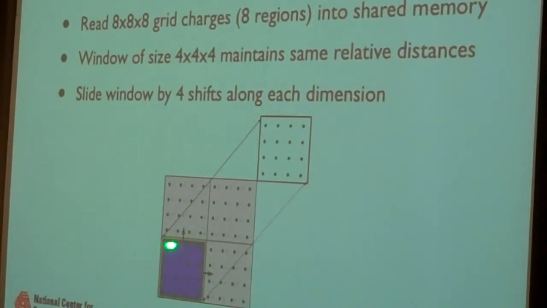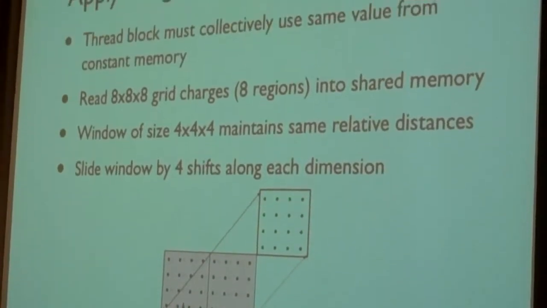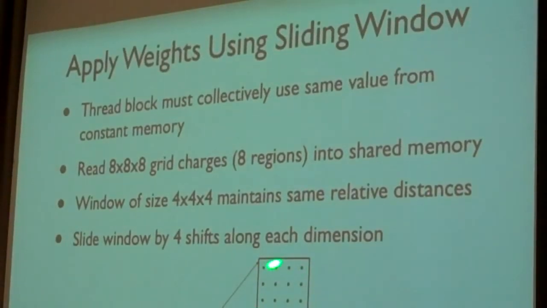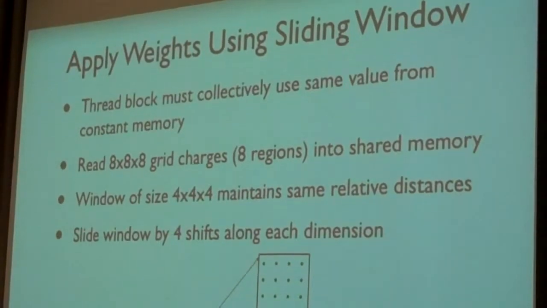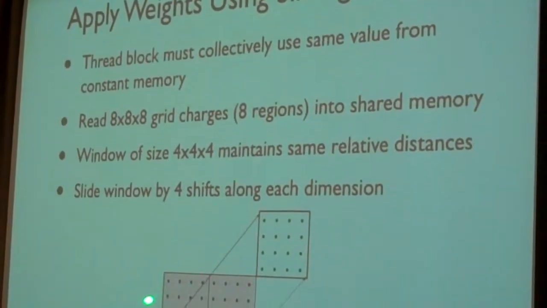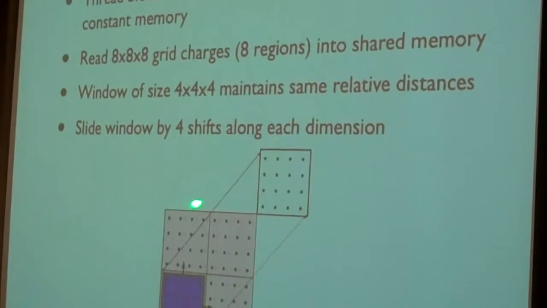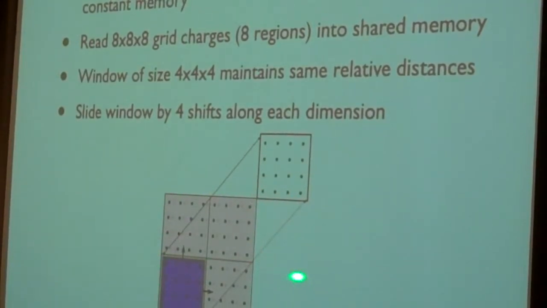Since we have a little 4x4x4 region here of potentials that we are calculating, we go ahead and read a bigger set of grid charges, in fact an 8x8x8 set of grid charges, and then we slide a window that's the 4x4x4 window across this small block, incrementally across this bigger block.